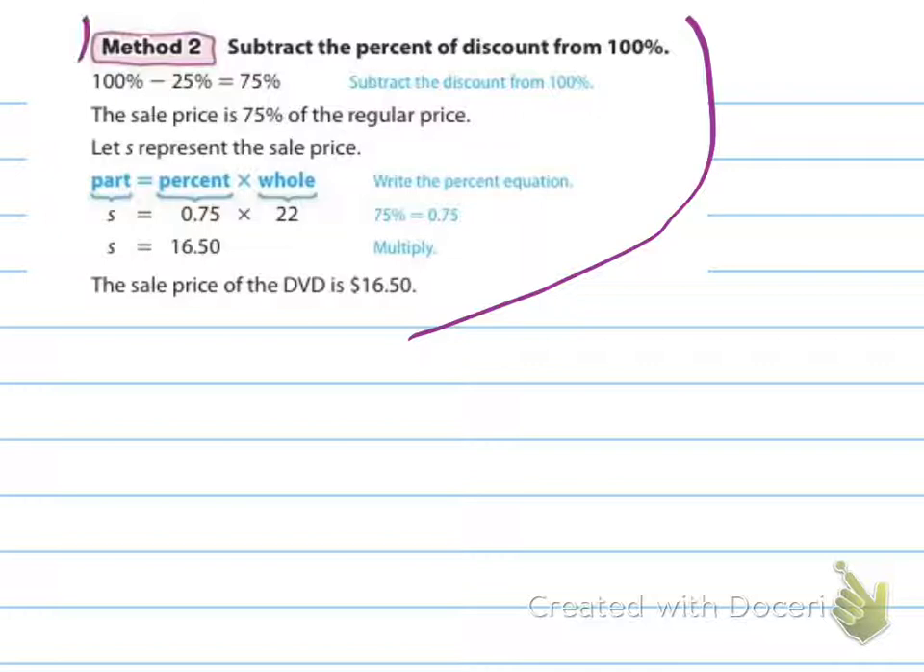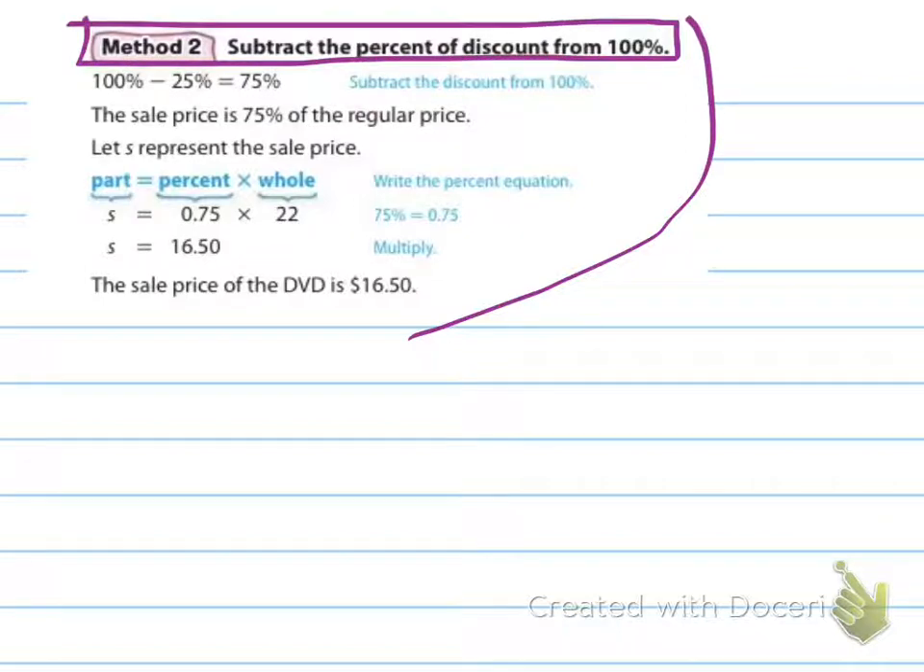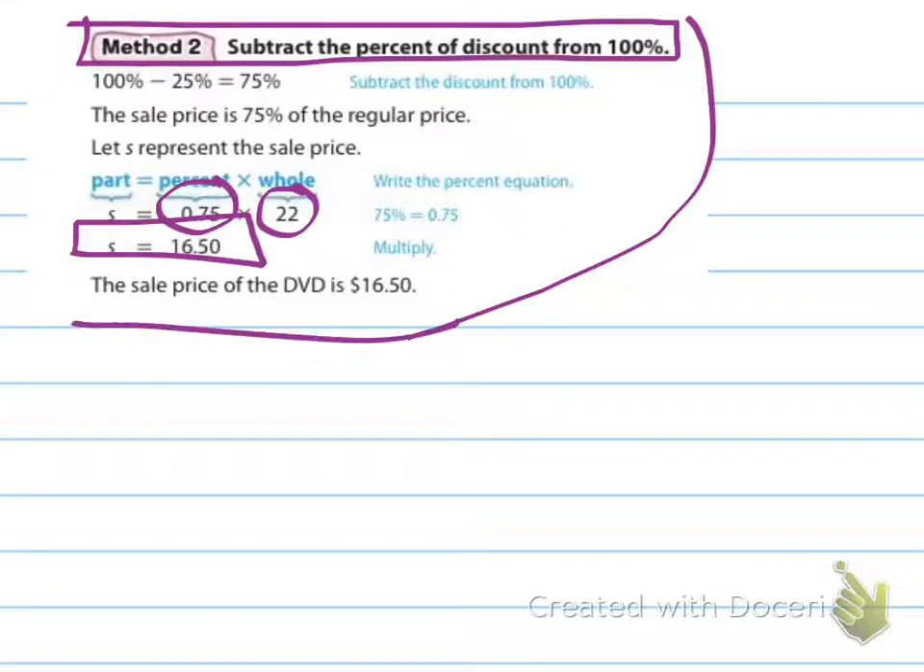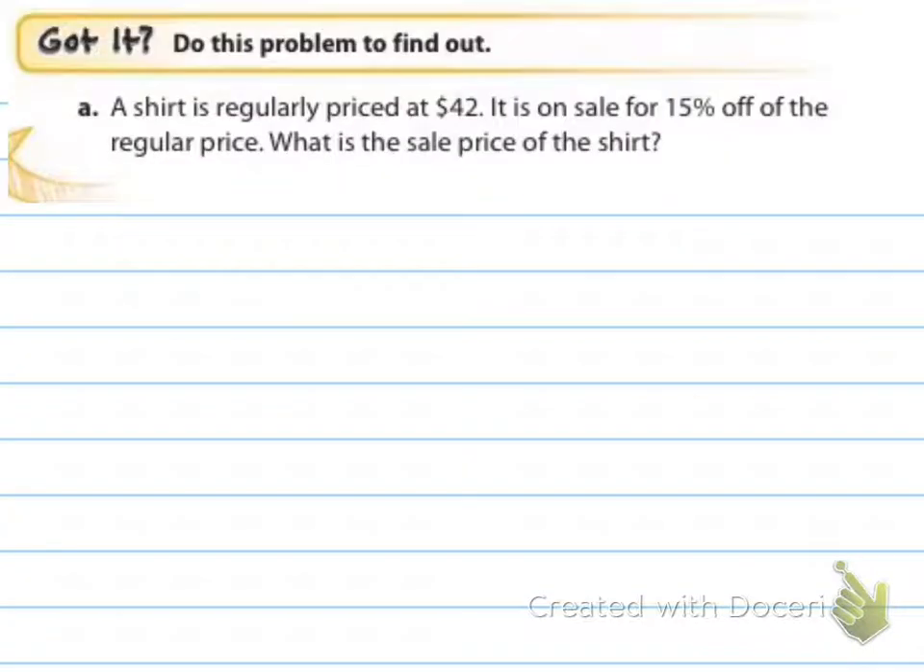So method number 2, and I want you to write this down, method number 2, subtract the percent of discount from 100%. So instead, if it's a 25% discount, that means I'm spending 75%. So I find 75% of the regular price, and I take that $22 and I multiply it times 75%, which is 0.75, and I get that same amount, $16.50. So I still get the same amount, but now I don't have to worry about remembering a number and subtracting, because you know that I'm not going to remember that number. It's not going to happen. All right, let's do A on your own. Pause the video now and get this done.